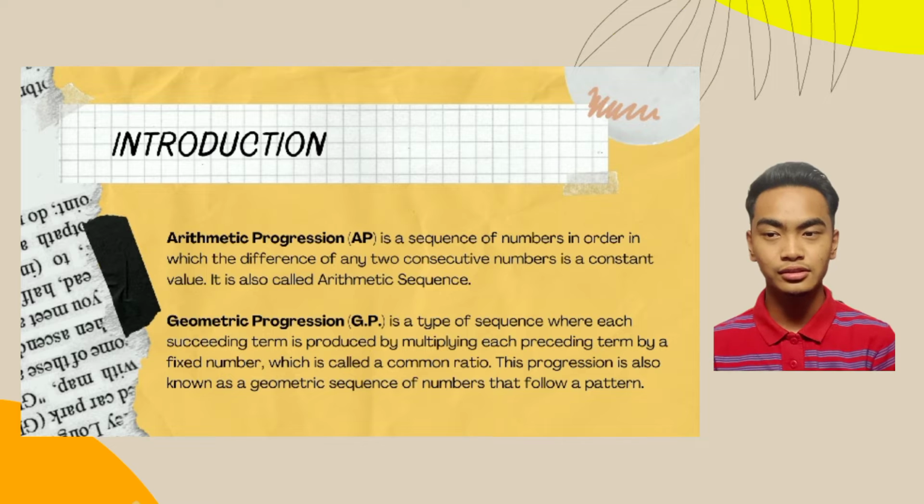Second is geometric progression. Geometric progression is a type of sequence where each succeeding term is produced by multiplying each preceding term by a fixed number, which is called a common ratio. This progression is also known as geometric sequence, a sequence of numbers that follow a pattern.